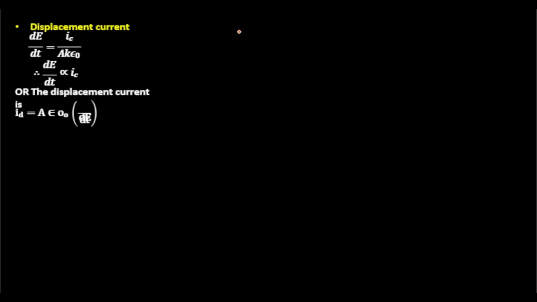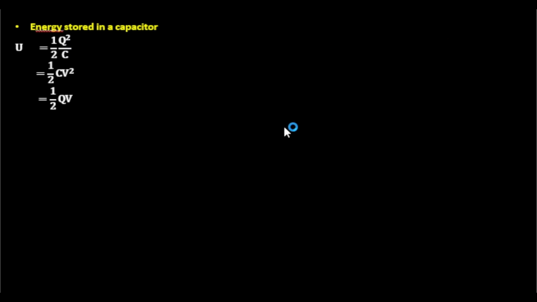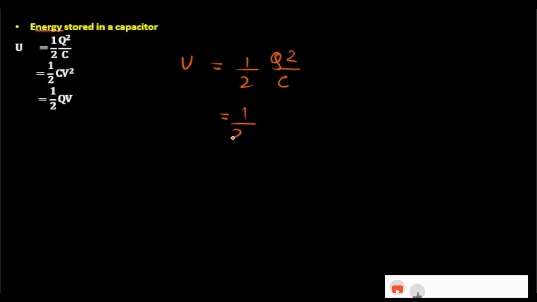Displacement current is equal to ID. Displacement current ID is equal to A epsilon naught dE by dt. This is there. Now, energy stored in a capacitor U is equal to half of Q square by C, which is equal to half of CV square, which is half of Q into V.